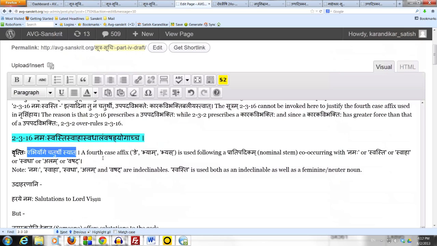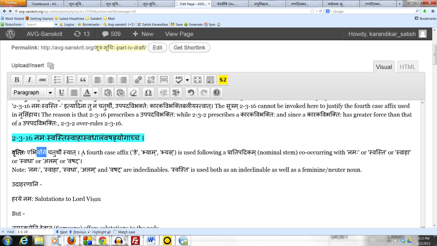In the sutram, a panchami vibhakti has been used following the compound Namasvasti swaha swadhalam vashad yoga, to give the form Namasvasti swaha swadhalam vashad yogat. But actually that stands for a Saptami Vibhakti. So even though Panchami has been used in the sutram, it should be taken as Saptamyarthe Panchami. That's why the vritti says Ebhir yoge chaturthi syat. So that which is joined, which co-occurs with one of these.